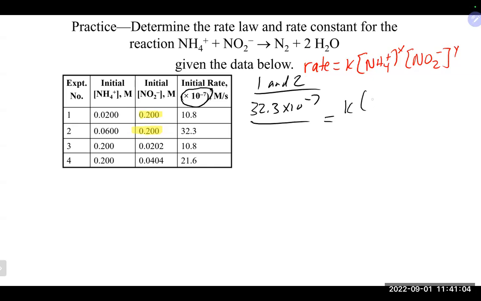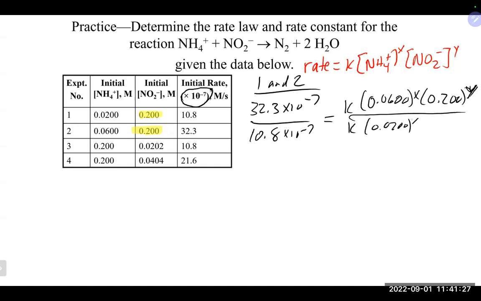This would be K and then 0.06 to the X and 0.2 to the Y. So once again, this is all the information from number 2. We're going to put our number 1 in there. So that's going to give us 10.8 times 10 to the minus 7, our K, 0.02 to the X and 0.2 to the Y. So once again, here we're going to do a little bit of calculation and see what we end up with. So on the dividing here, really, this is a 2.99, I believe, in this case. Pretty much the 3, I think.